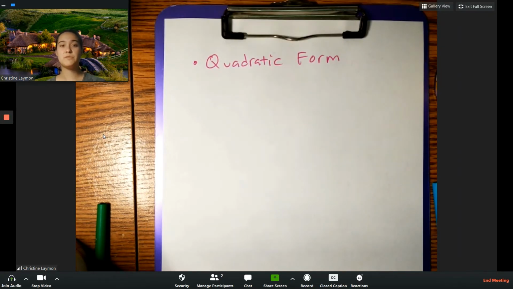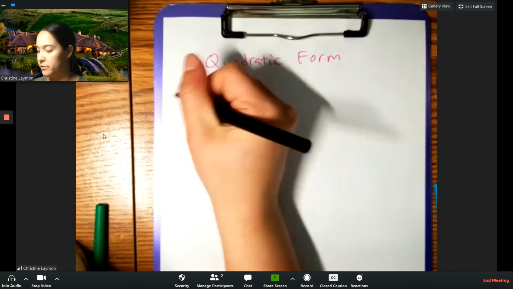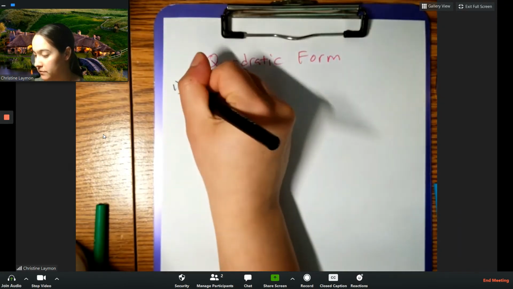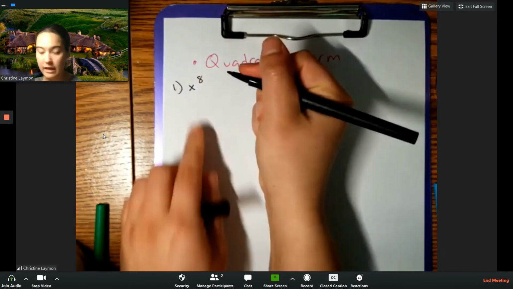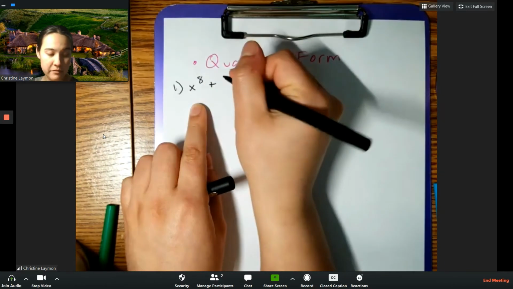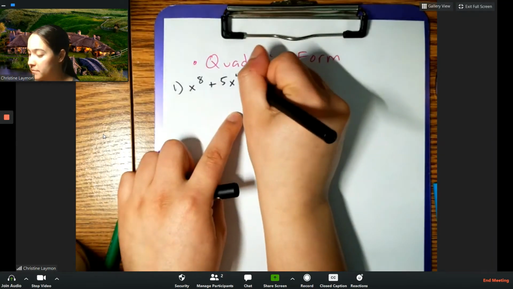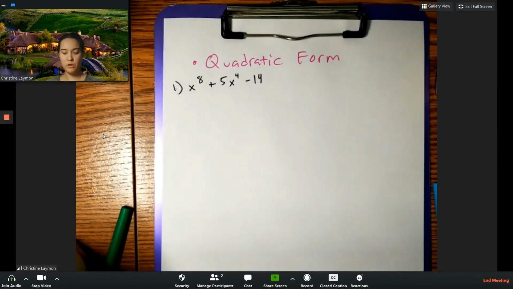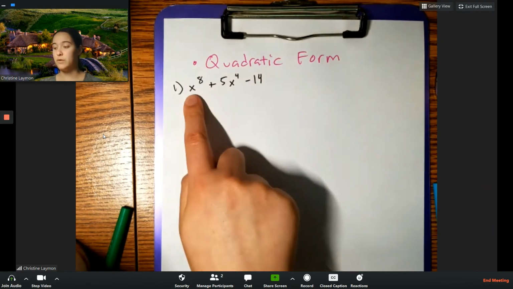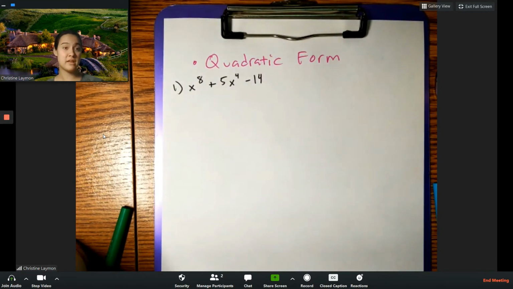This last type I'm showing is called quadratic form. What this means is that I'm going to have some sort of quadratic term hiding inside a polynomial that I can use normal factoring methods on. Let me give an example here. Let's say I have x to the 8th plus 5x to the 4 minus 14. If this had been x squared and x, we could factor this thing straight away.